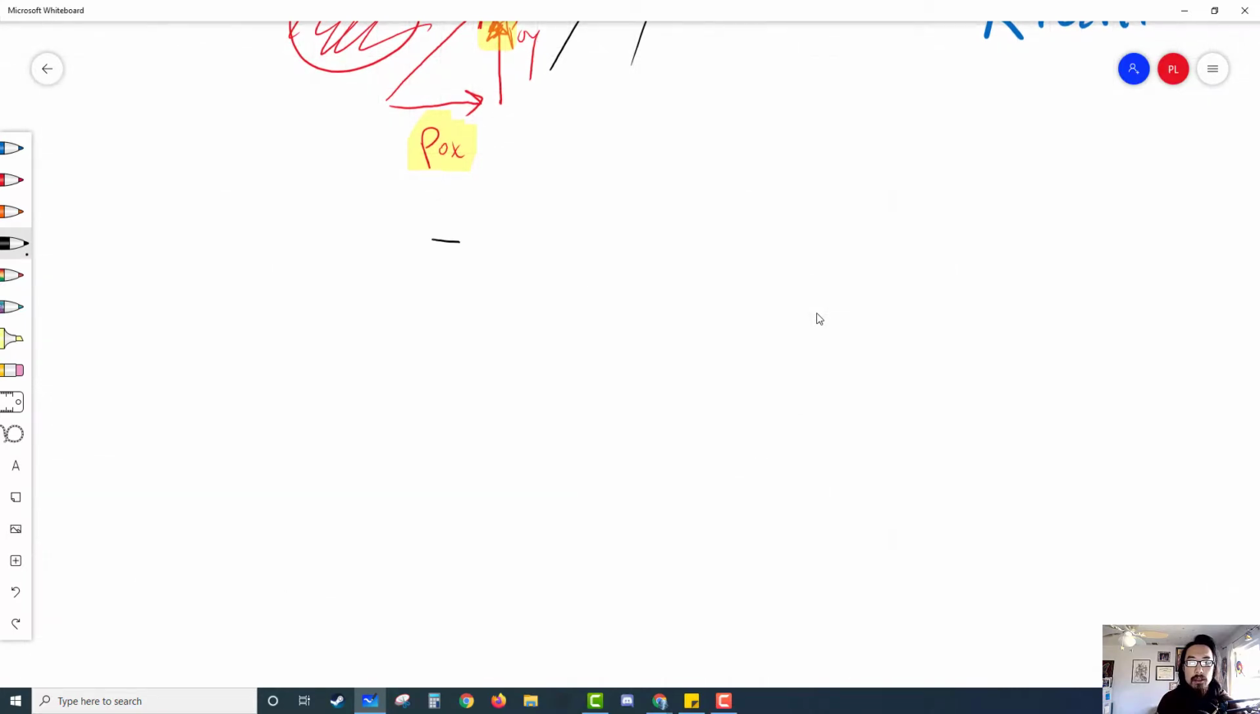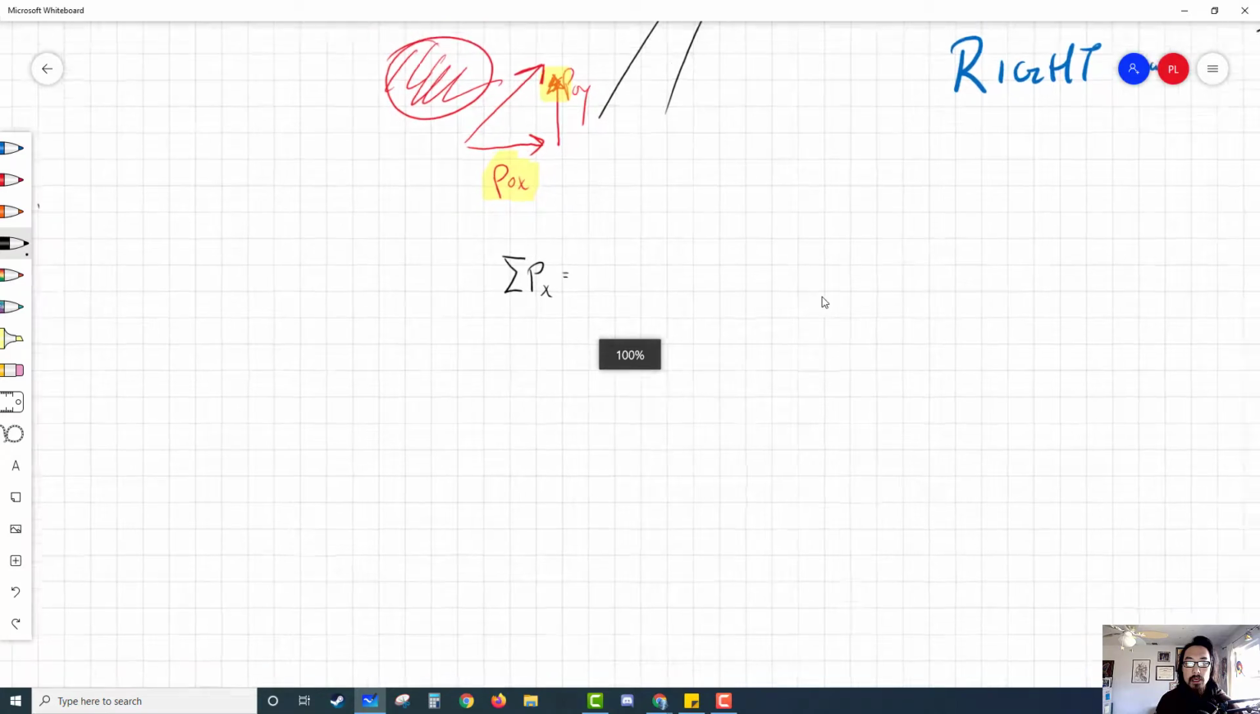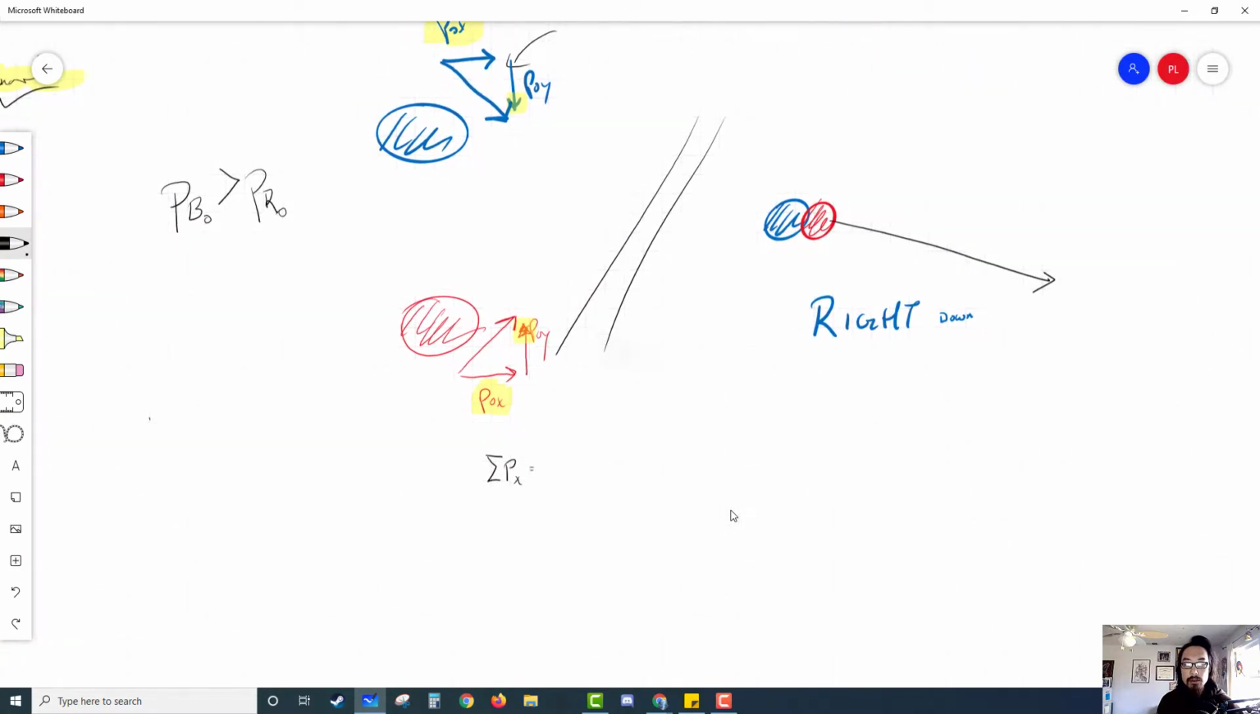Now, in terms of the equation, we can say that the momentum of the system, P system, let's say for the x direction, is going to be, so the initial momentum will be P0x of the blue plus P0x of the red. So initial momentum of the blue plus the initial momentum of the red is equal to the overall x momentum, and that will be both the initial momentum and the final momentum of the system. Oops, that should be an equal sign, excuse me. So it should be both. So I'm going to highlight that. So based on our scenario, this is what our equation will look like.